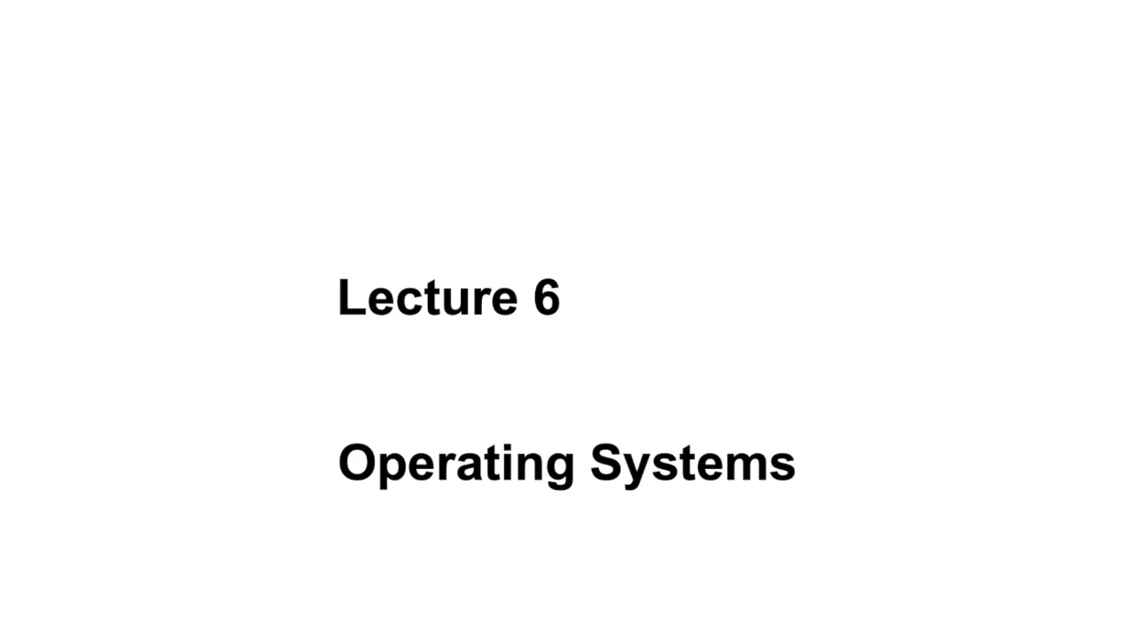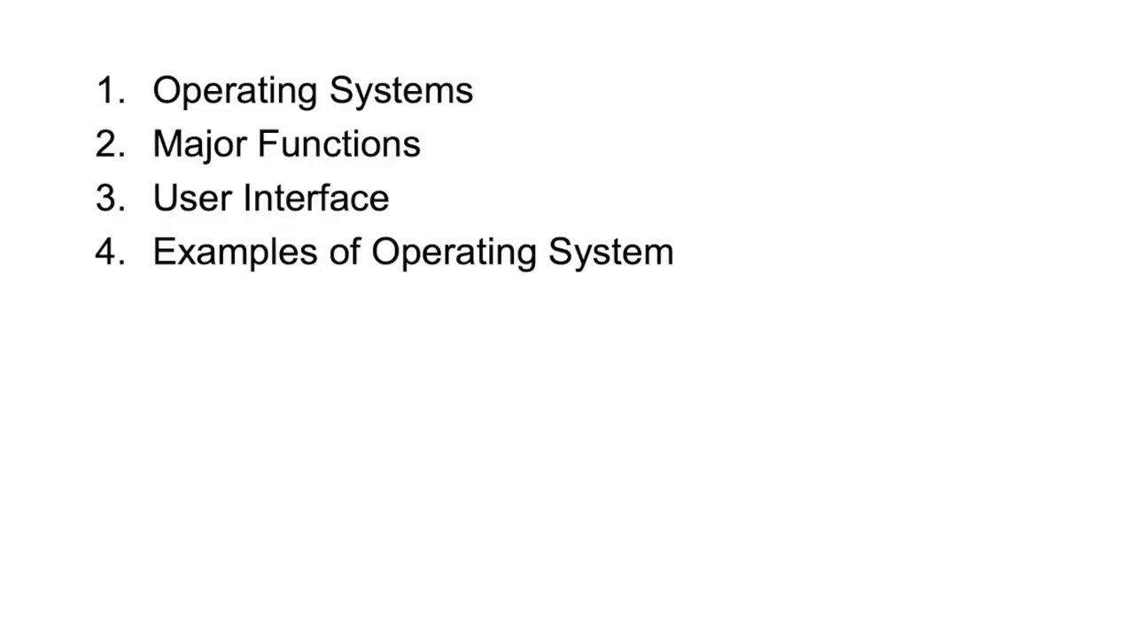So this is lecture 6 of Computer Systems and Programming, and it will be related to operating systems. In this lecture we will look at what operating systems are, their major functions, what a user interface is, and examples of operating systems.